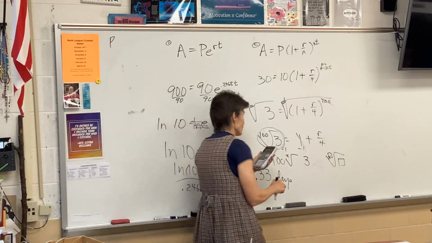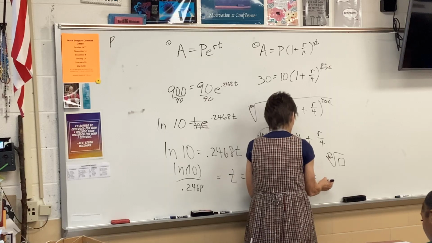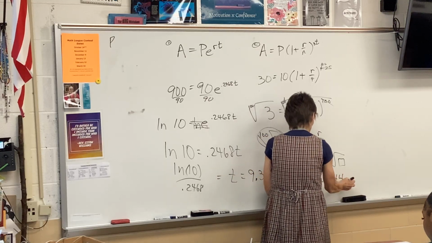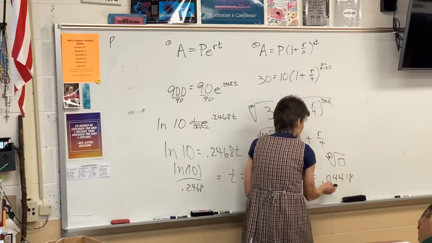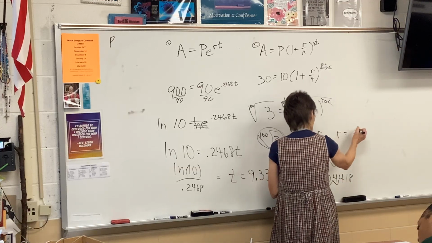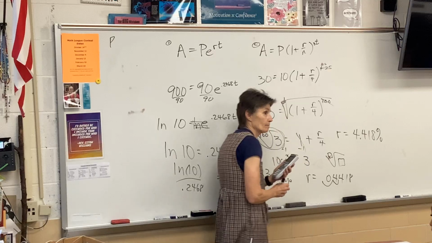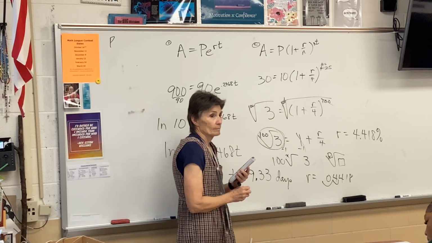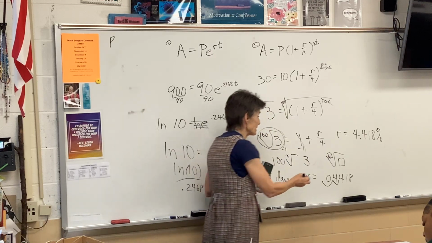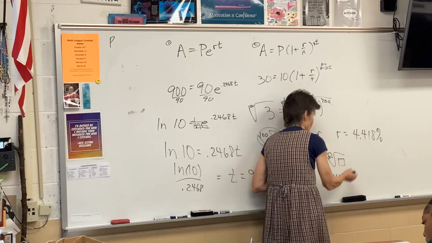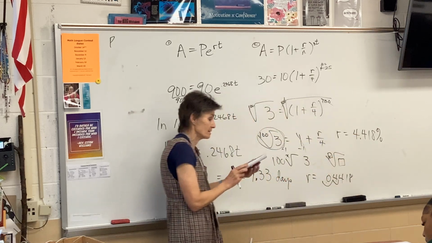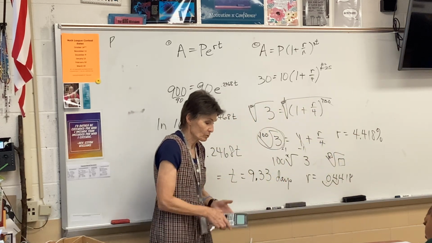And your answer, it says what interest rate? I got 0.04418. So the interest rate will be 4.418%. The answer came out as a decimal, but it said, what is the interest rate? So I gotta move it a couple places and get my percentage.